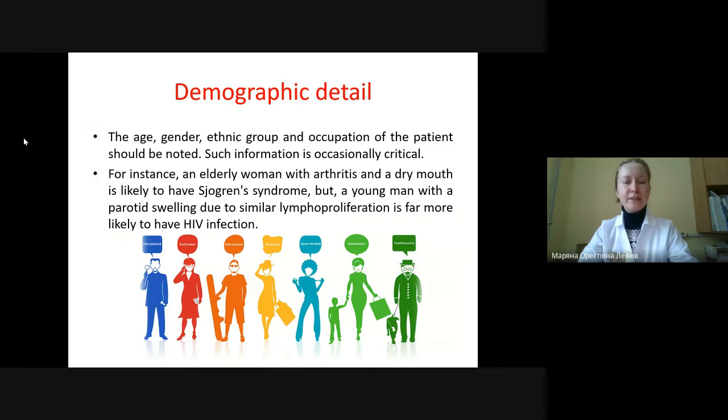Demographic detail is another step in collecting the anamnesis of the patient's life. The age, gender, ethnic group, and occupation of the patient should be noted. Such information is occasionally critical. For instance, an elderly woman with arthritis and a dry mouth is likely to have Sjogren's syndrome, but a young man with a parotid swelling due to similar lymphoproliferation is far more likely to have HIV infection.